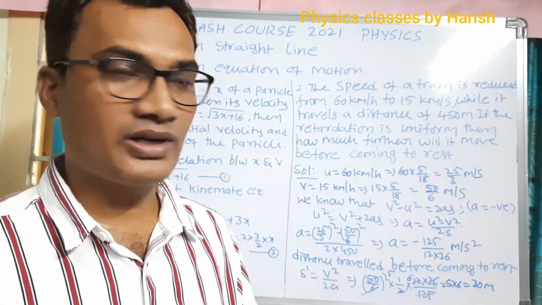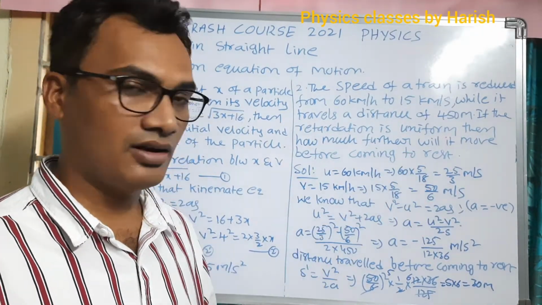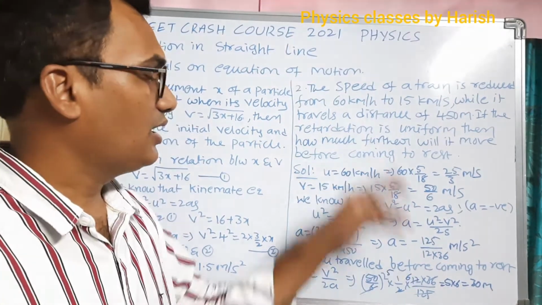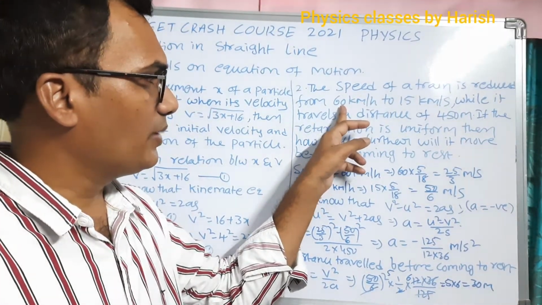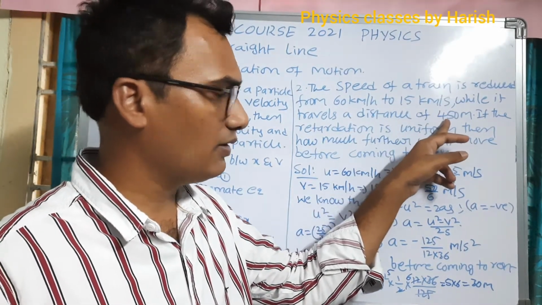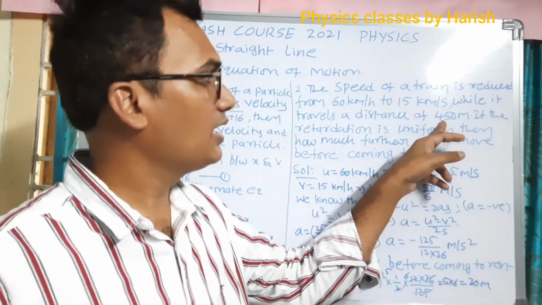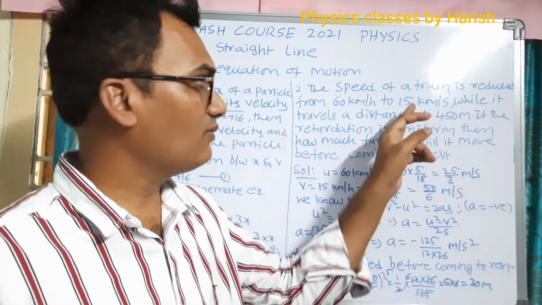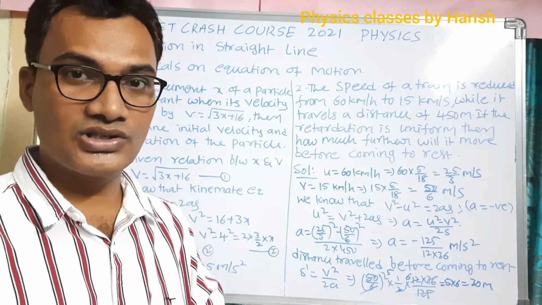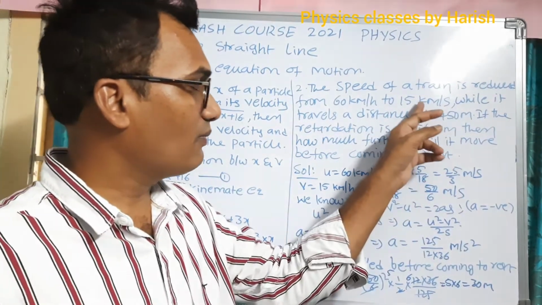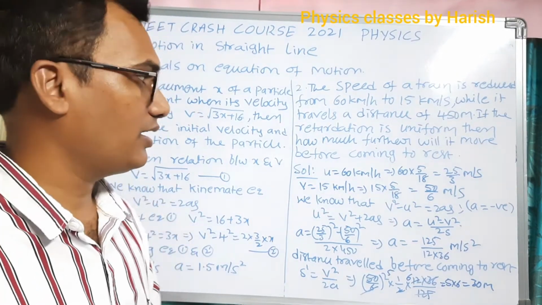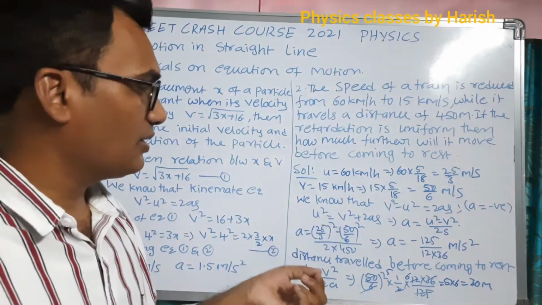So how much distance will it travel before coming to rest? The initial velocity is 60 km per hour and it becomes 15 km per hour after traveling a distance of 450 meters. And further it will move from 15 km per hour to 0 km per hour. From 15 to 0, how much it will travel, that we have to find here. Okay, so coming to the solution of this question.